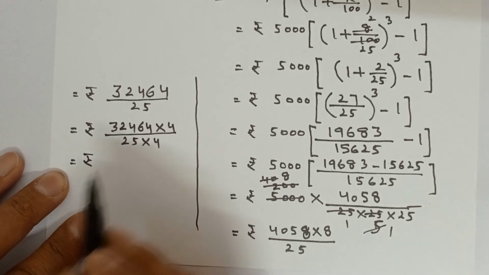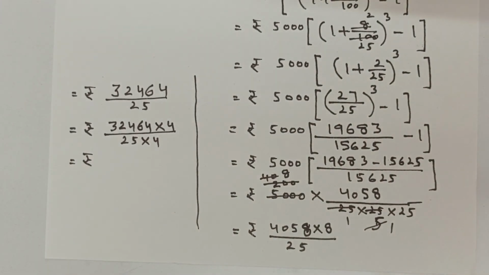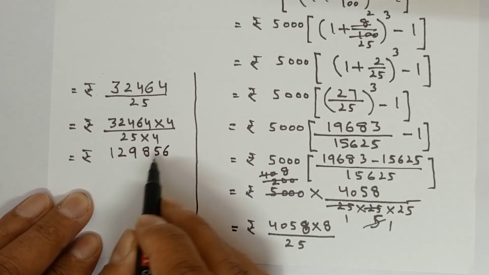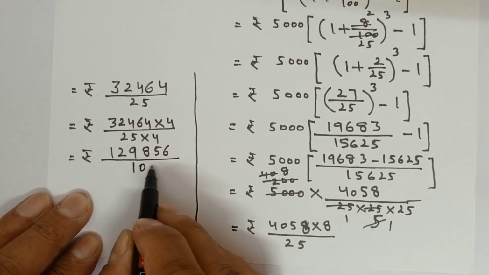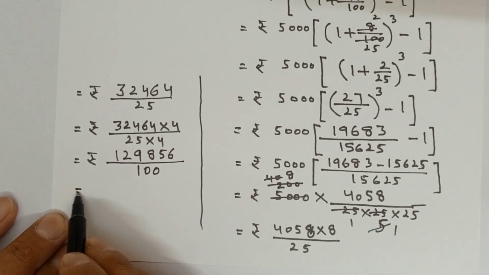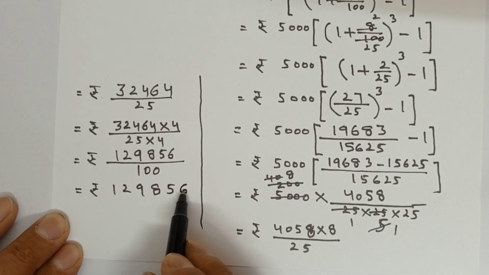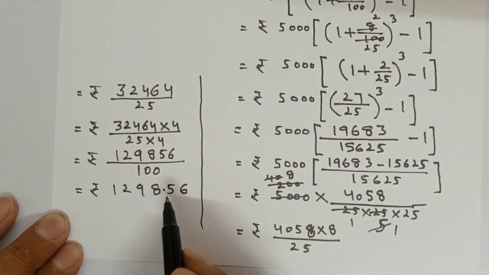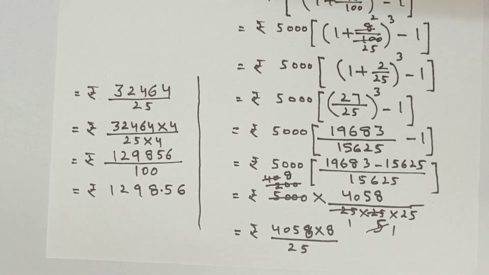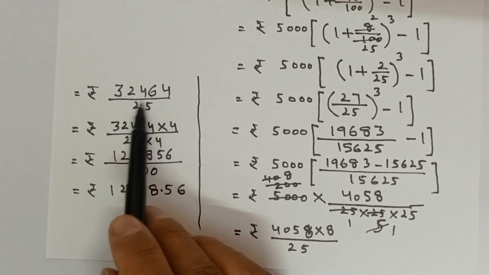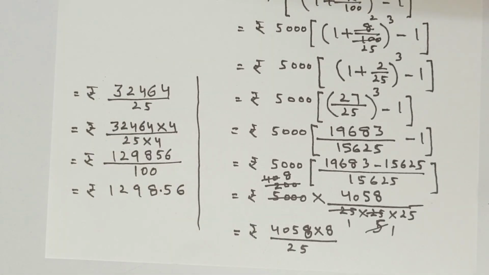Now 32,464 into 4 will be 129,856, and 25 fours are 100. Now see how easy the calculation has become. Rupees 129,856, the decimal will be put two digits back. So it is 1298.56. If you wanted, you could divide this number by 25 directly also.